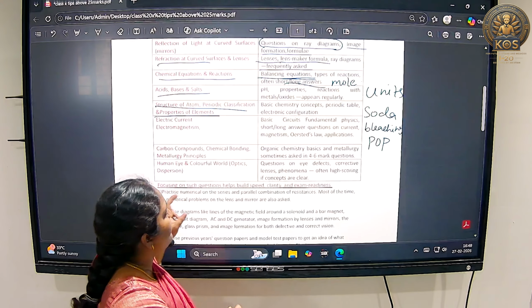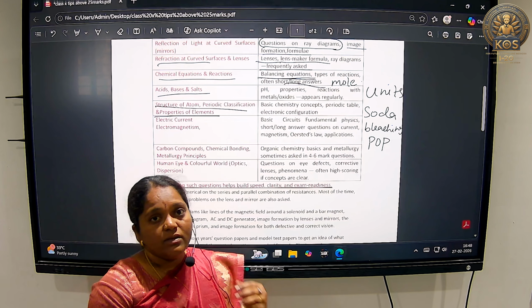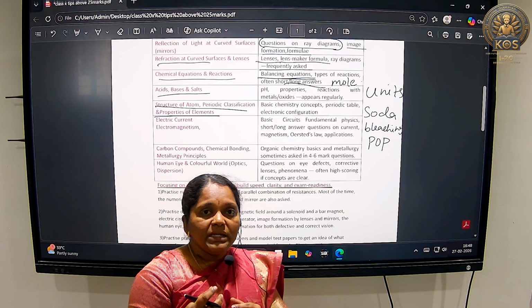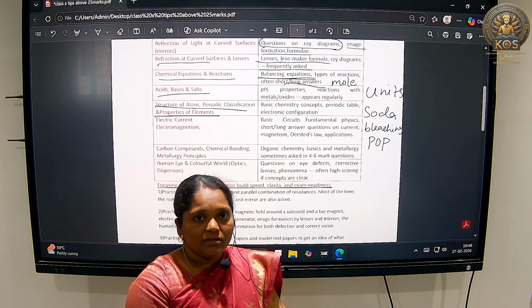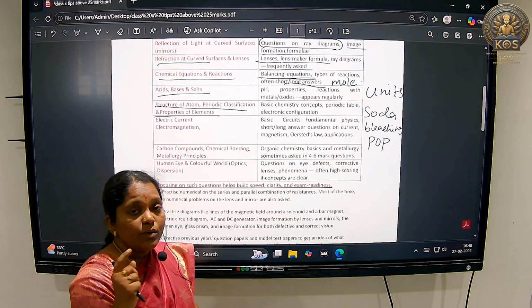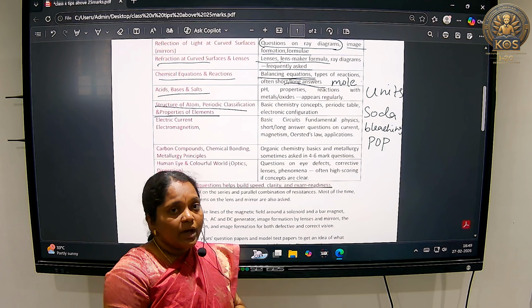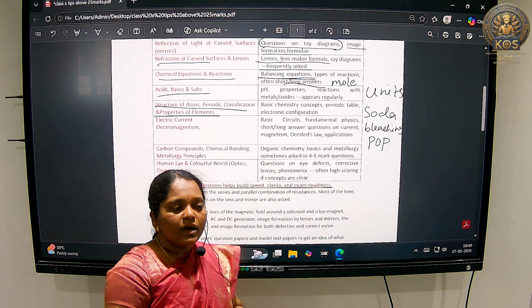Now coming to the next one, applications. Faraday's law applications are there. The Faraday's law applications were asked for 6 marks last time. And next, coming to carbon and its compounds. We know in carbon and its compounds there are allotropes of carbon. Allotropes of carbon like what?